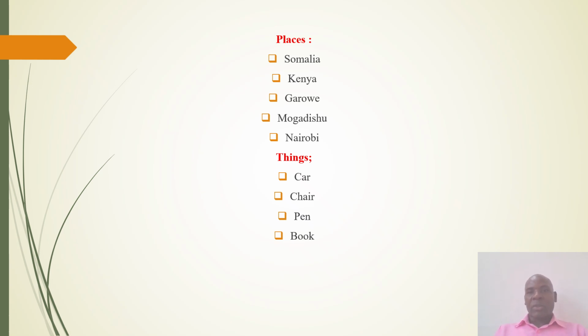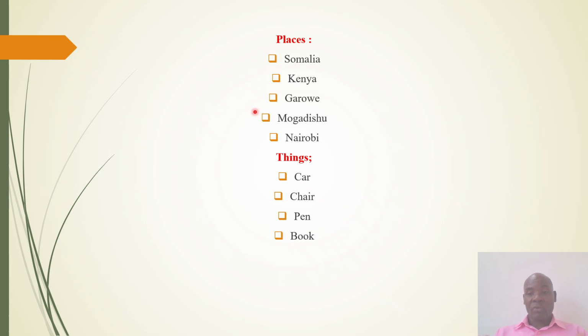Nouns can also give names to places. They can also be used to give names to places, like you can talk about places in terms of countries like Somalia. You can talk about Kenya. You can talk about places in terms of cities like Garowe, like Mogadishu, like Nairobi, and many others. So when we talk about places, we are talking about big places, small places, but the names given to those places are the ones that we are calling nouns. So nouns can give us the names of places.